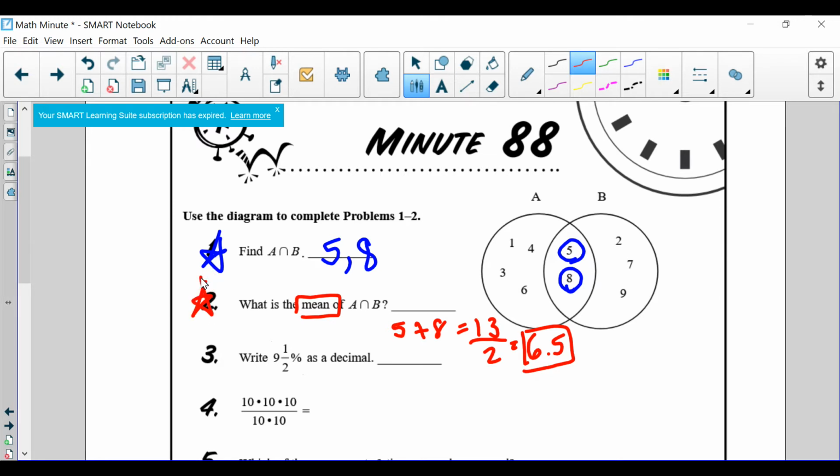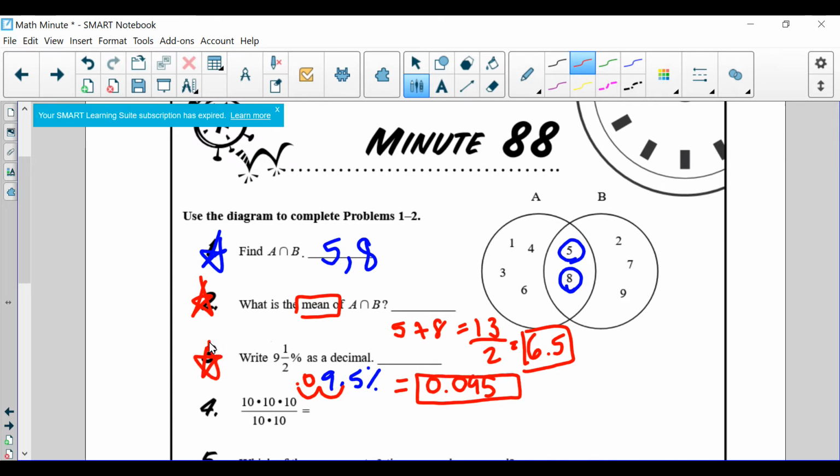Next one is, how do you write this as a decimal? Well, it's 9.5, right? And 9.5 looks like that. So it's 9.5%. But how do you turn a percent into a decimal? Well, percent means out of 100, and we want to make sure that we move it over 2 places because that's the hundredths place. So we're going to go 1, 2. And then because there's no number there, we're going to put a 0. So we've got 0.095, and that's how you write it as a decimal.